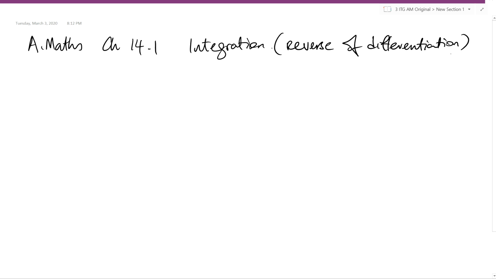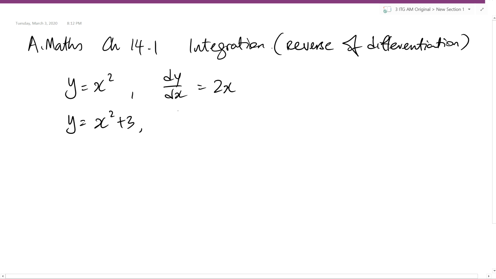Now we have learned in the past, quite long ago, that when we have y equals x squared, our dy dx is simply 2x. But there are other cases when dy dx will also be 2x, although the y is different. For example, y equals x squared plus 3, so we also have dy dx equals 2x. Maybe we have y equals x squared minus pi over 8. We also have the same value for dy dx, which is 2x.